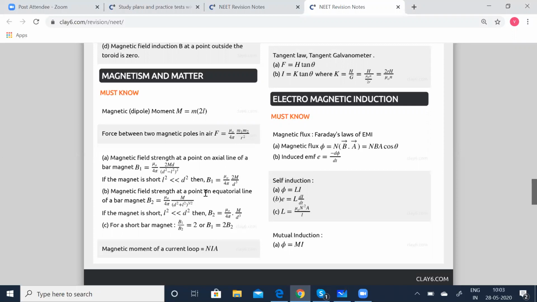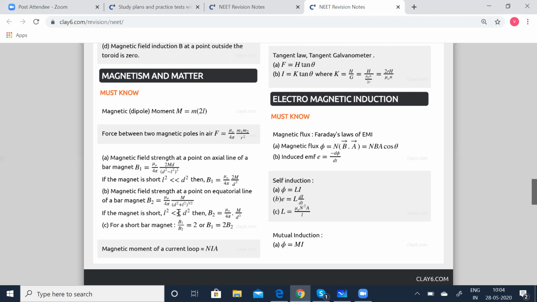Magnetic field strength at a point on the equatorial line of a bar magnet, B2. Equatorial line means not along the magnet, but at a point vertically above the magnet. That is the equatorial position. The magnetic field strength is given by mu0 by 4 pi into M by d squared plus L squared, the whole raised to the power 3 by 2.